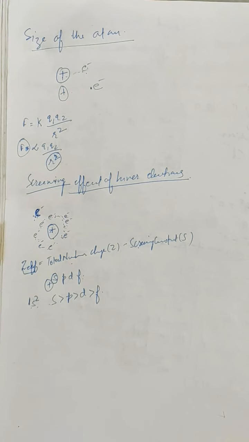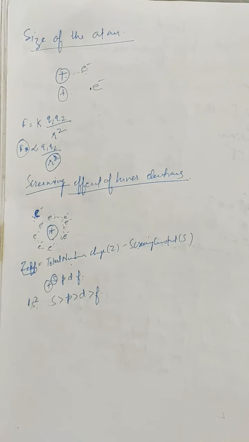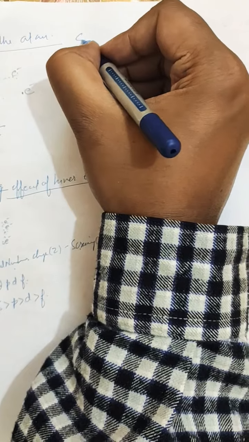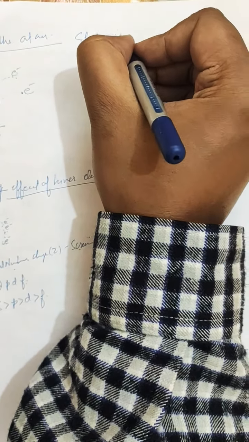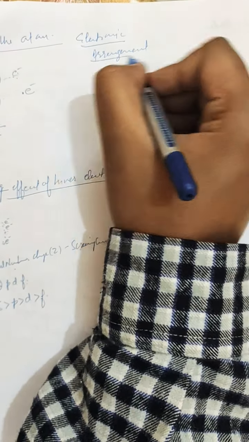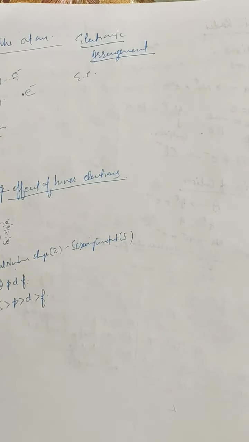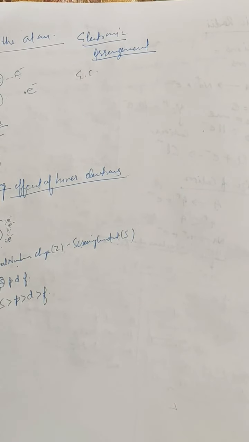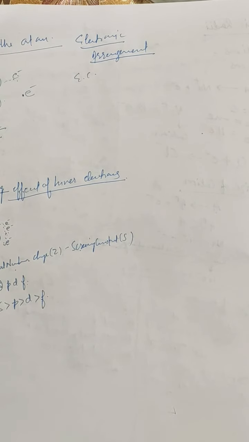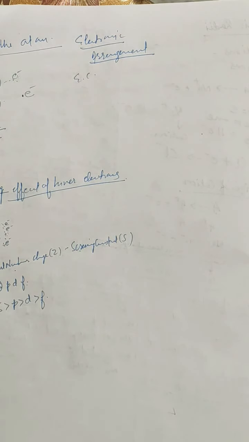Further, electronic arrangement. The ionization enthalpy also depends upon the electronic arrangement. And how is electronic arrangement determined? It is determined from the electronic configuration. So the ionization enthalpy also depends upon the electronic configuration of the atom. It has been observed that certain electronic configurations are more stable than others. For example, half-filled and completely filled shells have extra stability associated with them.